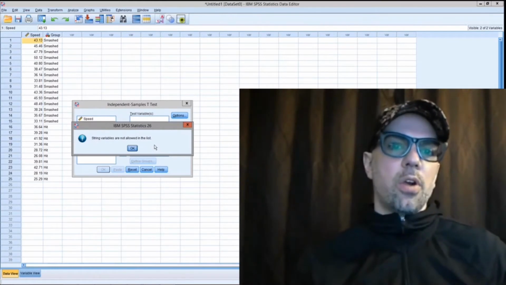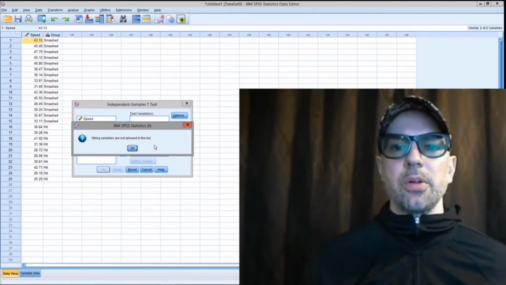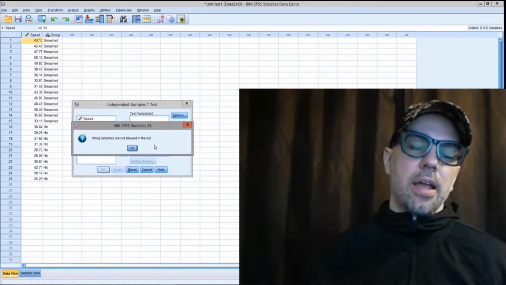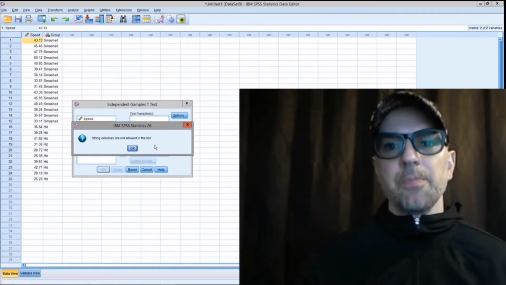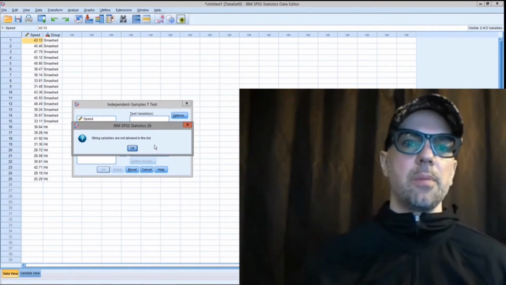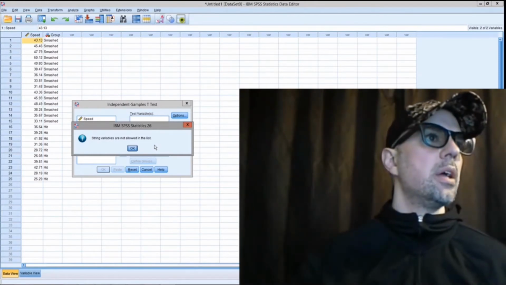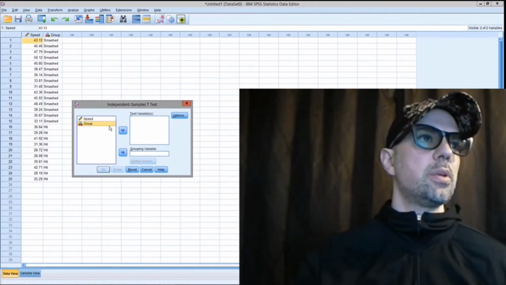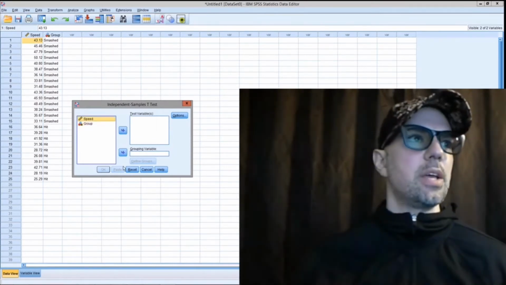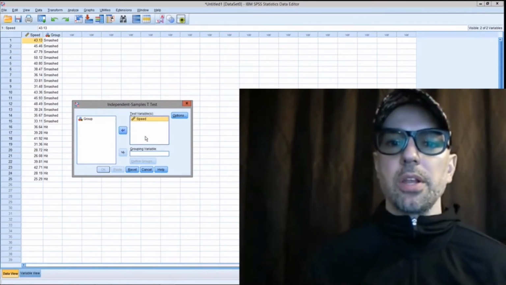So if you get that warning, that means that one of two things might have happened. Either you tried to put the wrong variable into the test variable box, or SPSS thinks that your numbers are words, in which case you're going to have to click on that header, delete the entire column, and start all over again. But in this case, we just tried to put the group into the test variables. That was a wrong one. We need to put the raw scores, the speed estimates. So we click on that, we pop it in, and lo and behold, SPSS is completely fine with it.